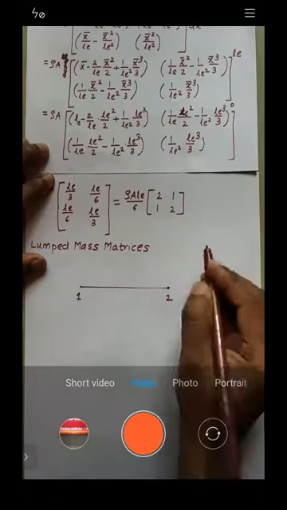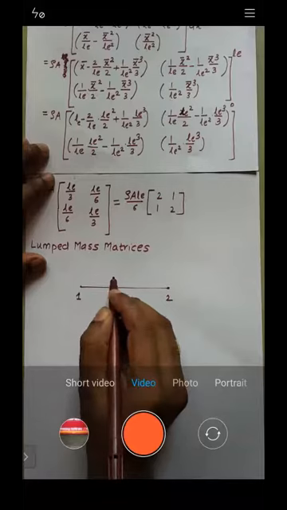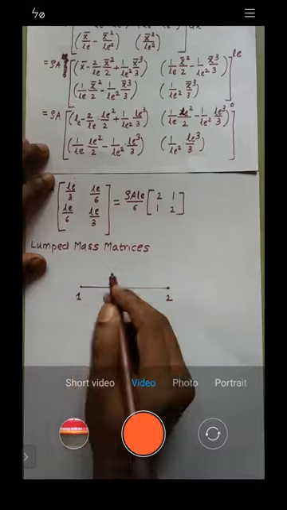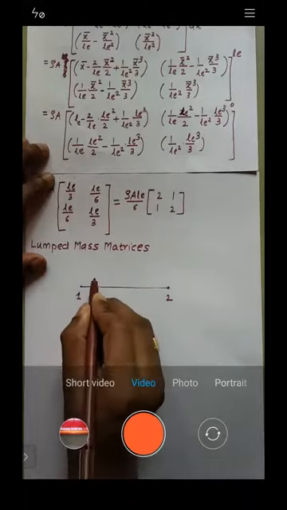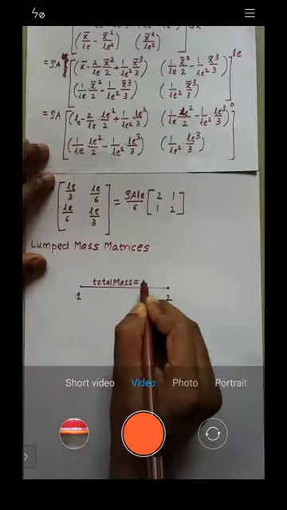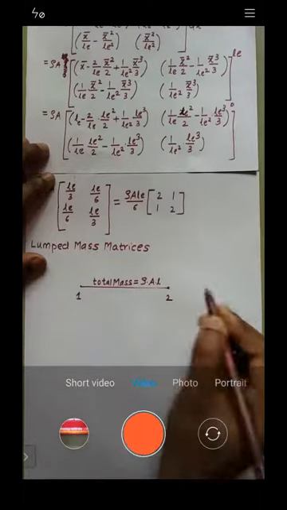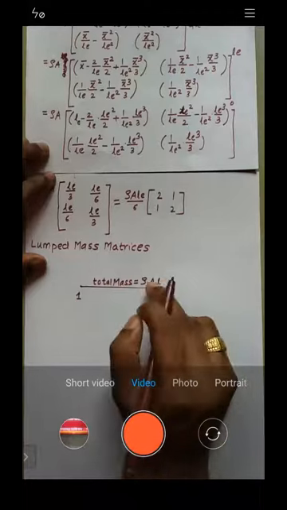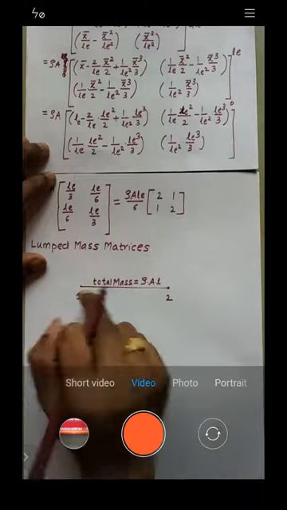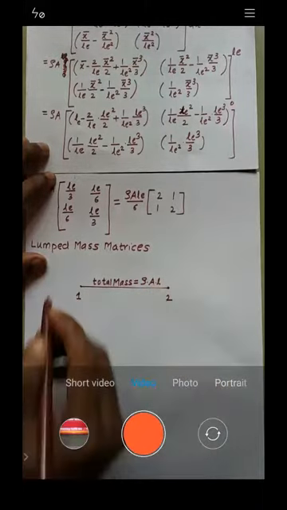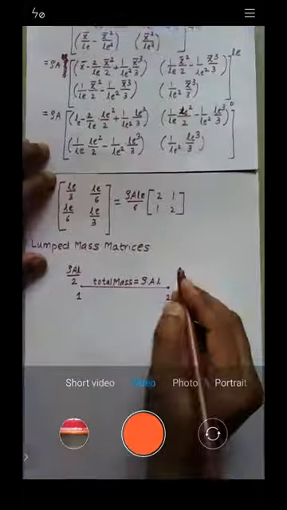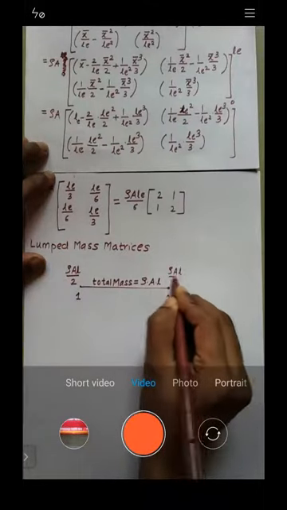So as I told you, how will we calculate the total mass of the element? Mass density is given by mass by volume, so mass is density into volume. That means total mass is equal to density into volume, and volume is nothing but area into length. So this rho AL is distributed equally at each node. Out of this rho AL, rho AL by 2 will go to node 1, and rho AL by 2 will go to node 2.